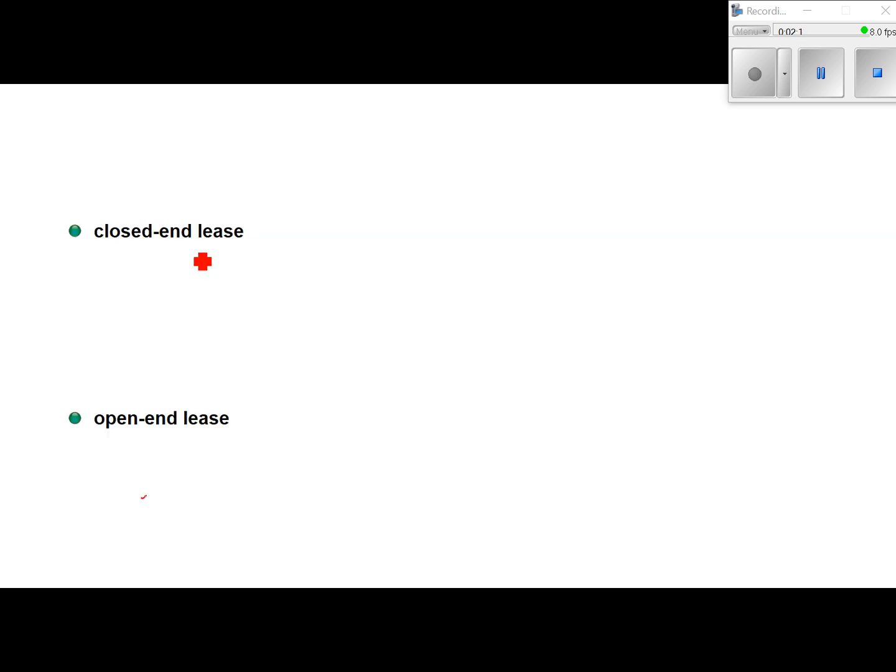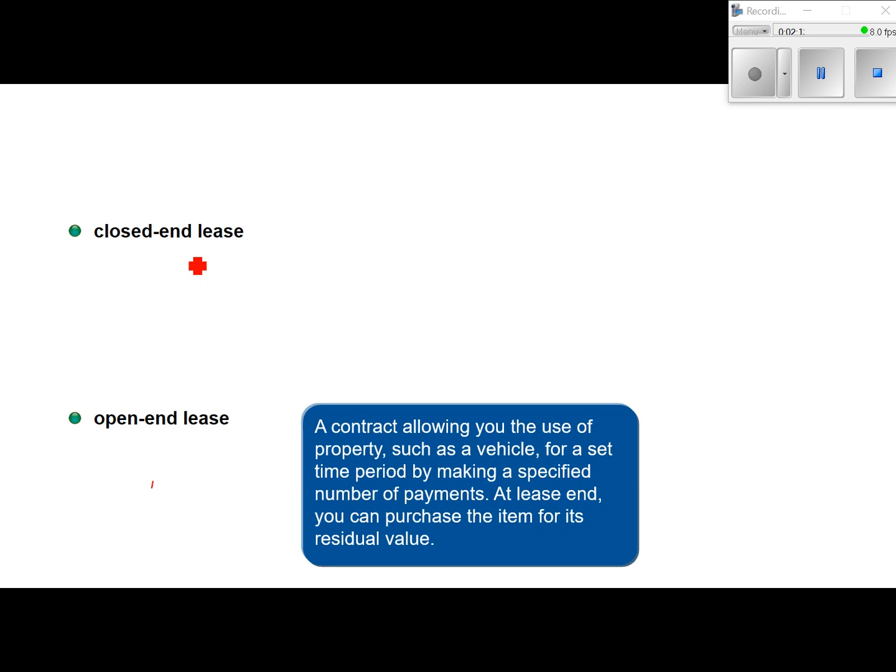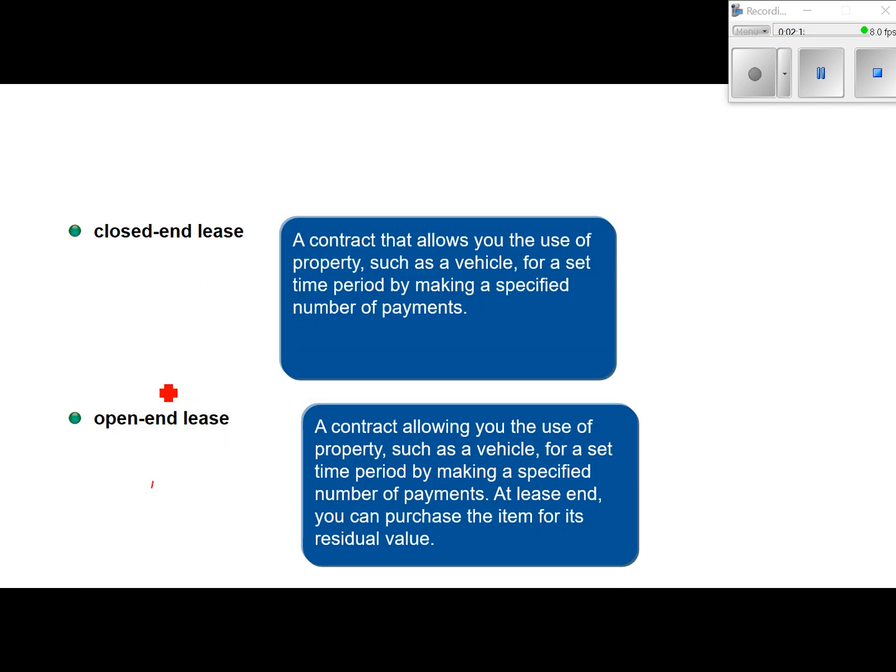There are 2 different kinds of leases. One's a closed-end lease and one's an open-end lease. A closed-end lease is a contract that allows you to use the vehicle for a set time period by making a specified number of payments. And then when that time is done, you return the car to the dealership or whoever it is that you signed the lease with.